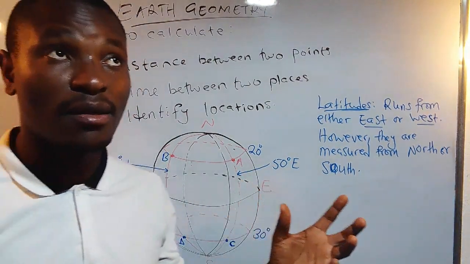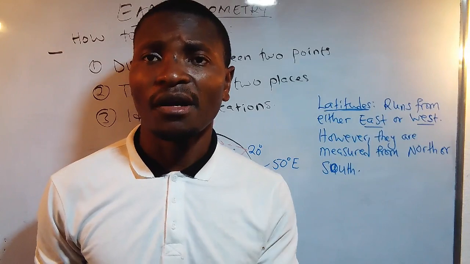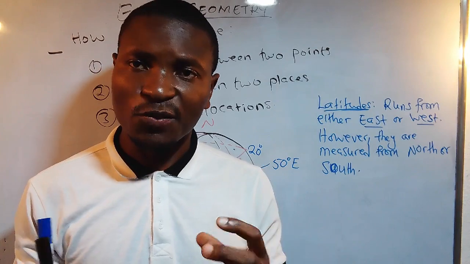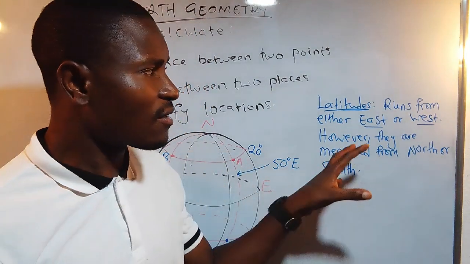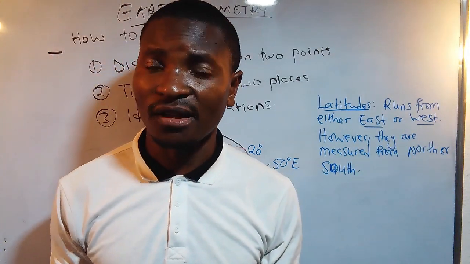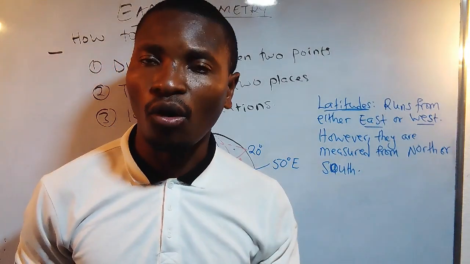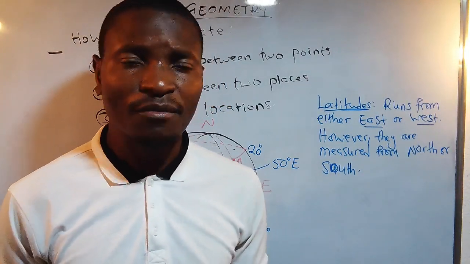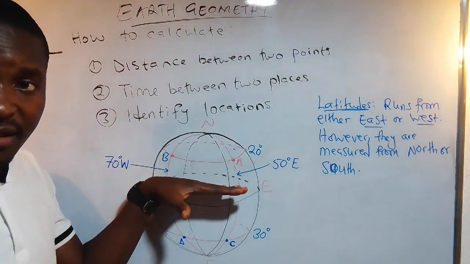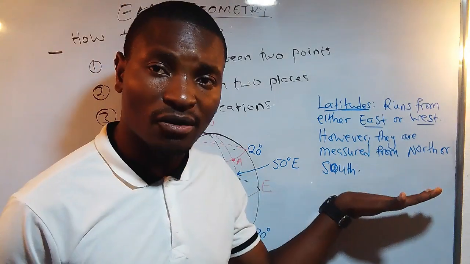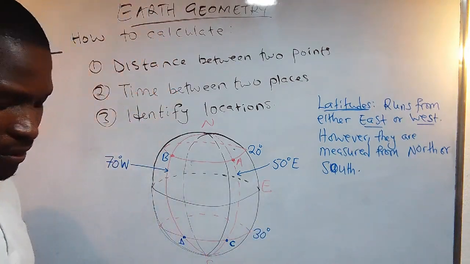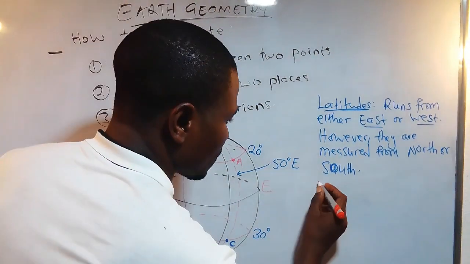So now we're saying that the latitudes are measured from north or south, but specifically, these lines run from east or west. That's the most important thing that we need to understand. Whenever you're collecting a point defined as a latitude, the measurement direction we choose is north if the point is above the equator, and south if the point is below the equator. From there, we are also looking at the longitudes.